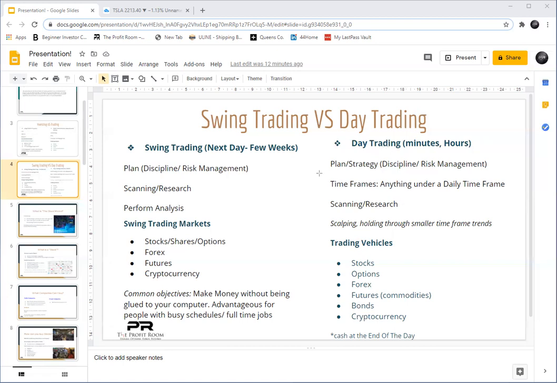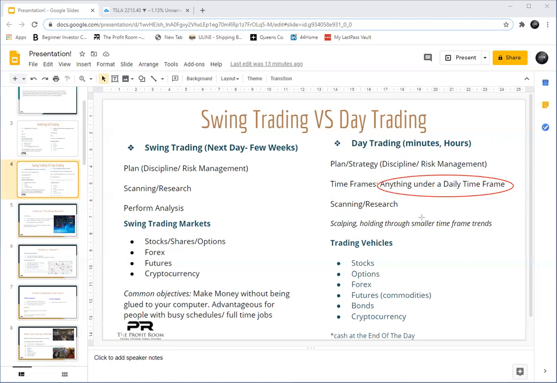Now, day trading time frames. Anything under a daily time frame is considered day trading: 1 hour charts, 2 hour charts, 4 hour charts, 3 hour charts, 5 minute charts, 3 minute charts, 2 minute charts, 1 minute charts, 30 minute charts, 45 minute charts. It doesn't matter. That's day trading because you're approaching the market within that specific time frame when it comes to trading stocks and options.